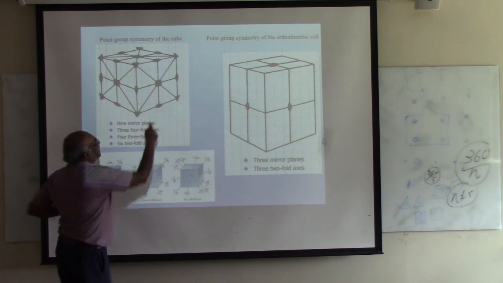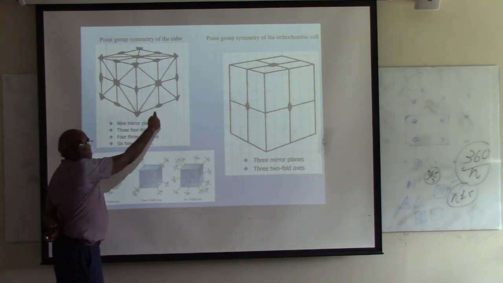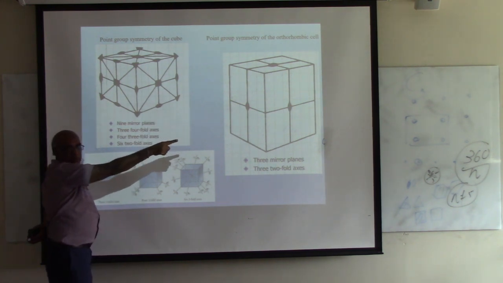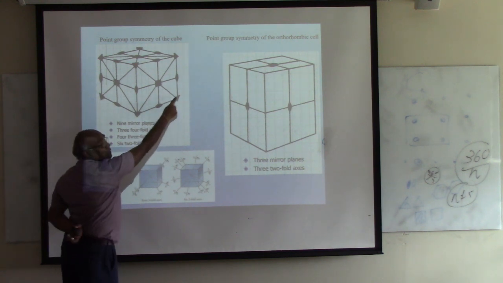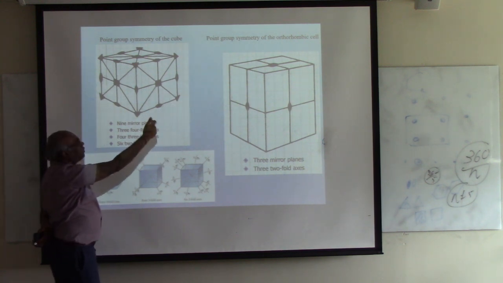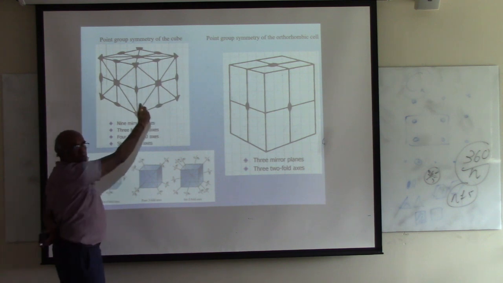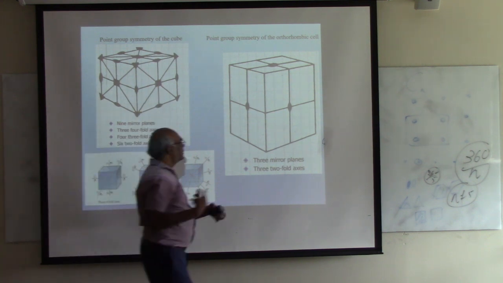So please remember, what is this notation? Twofold symmetry, right? That means 180 degrees. This means threefold symmetry. That means 120. This means fourfold. That means 90 degrees, right? So these are the things.